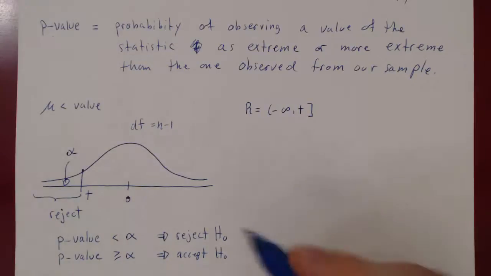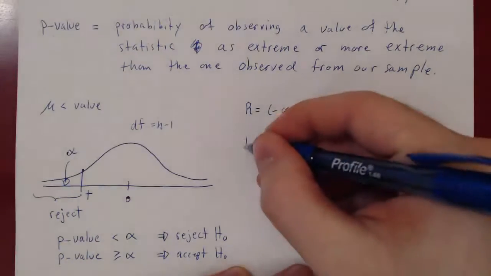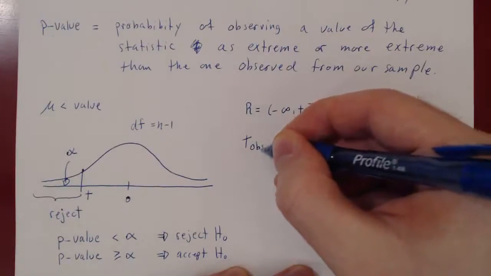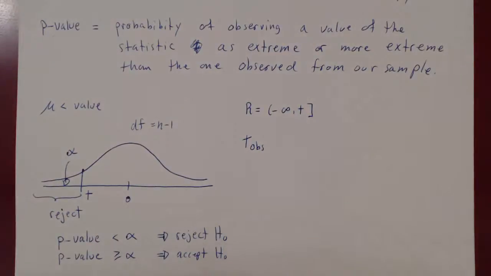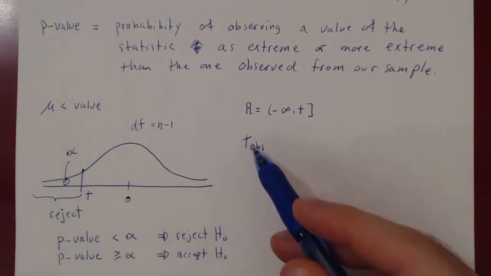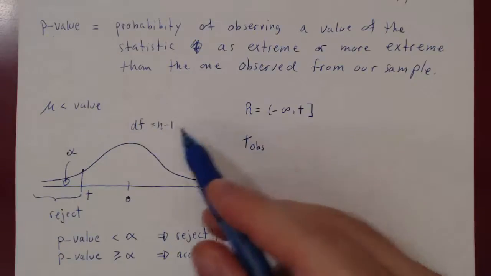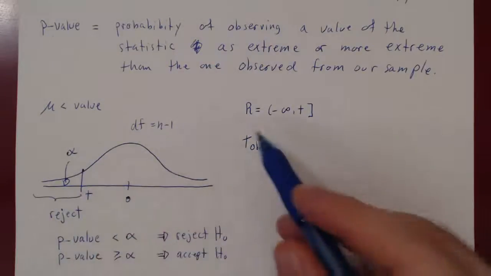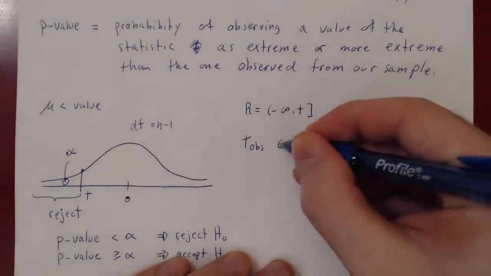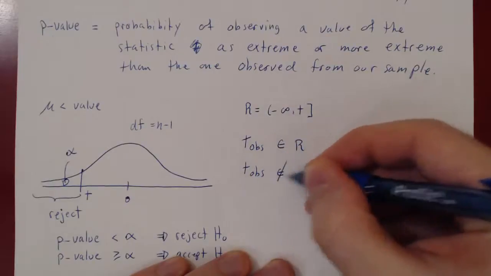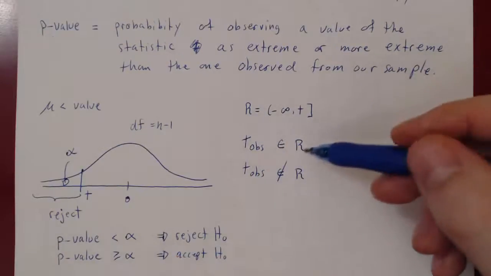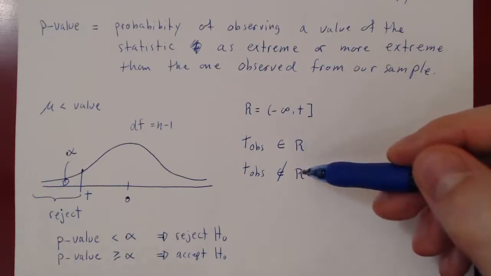So here we assume we had a test for the mean, so we would observe a value for a t-score, and I'll write this as t subscript OBS. This is the observed value of the t-score that we obtained from our sample. And there are two possibilities. Either our t-score falls inside the interval, the rejection region R, or our observed t-score falls outside of R, so it does not belong to R. Then you ask, well, in each case, what is our conclusion?